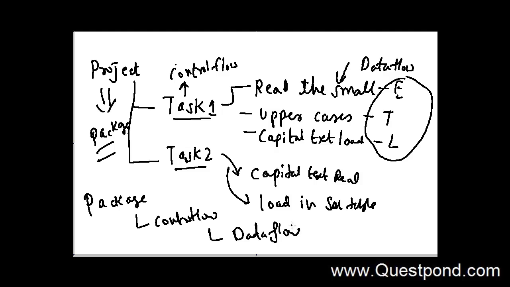So what do we have to do now in order to create a project? First, we have to define two control flows inside our package, and for each of the control flows, we have to define the data flows. So let's go ahead and try to do this project.